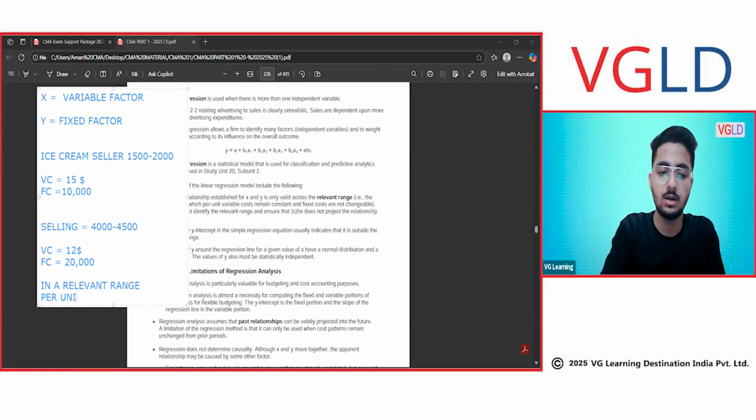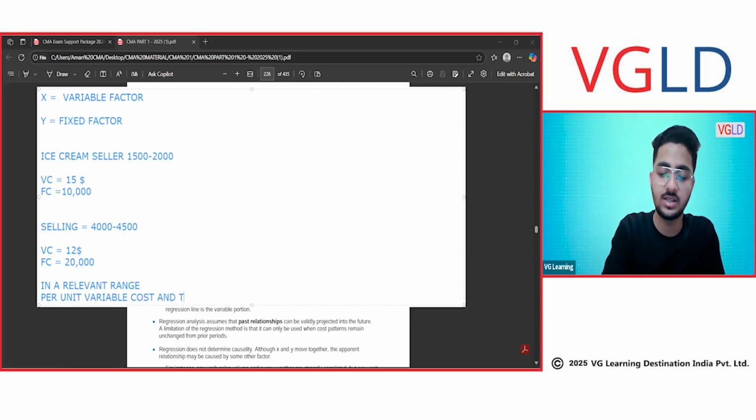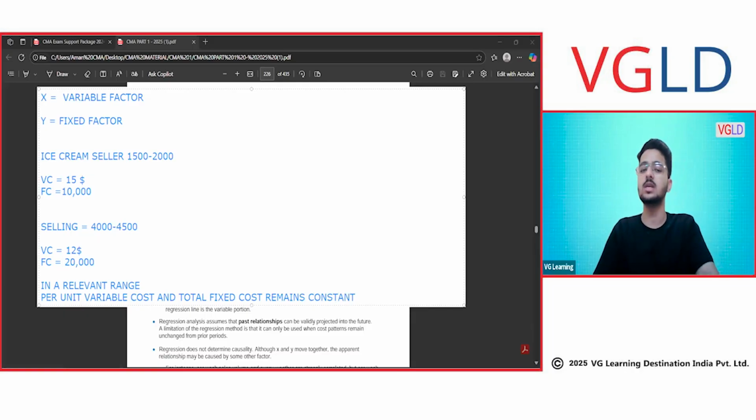per unit variable cost and total fixed cost remain constant. It doesn't change. Why doesn't it change? Because it's always the same. Okay, because it's my relevant range, it's my basic range.